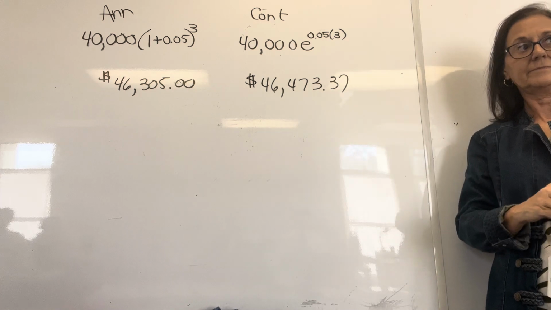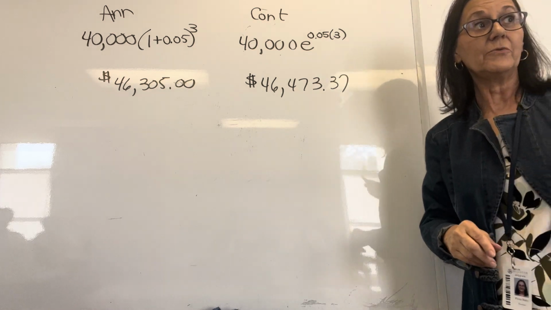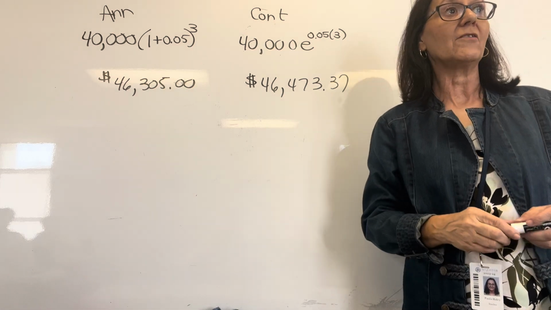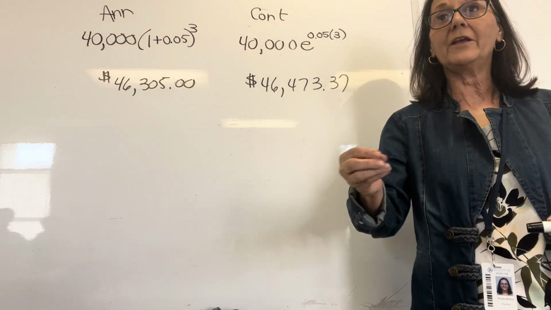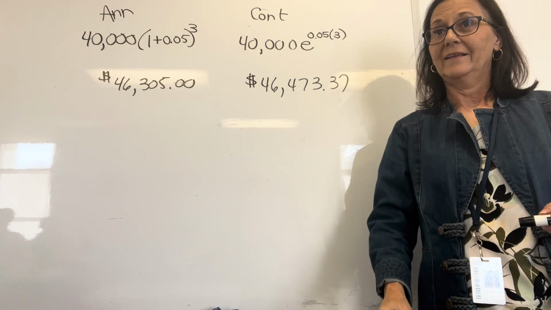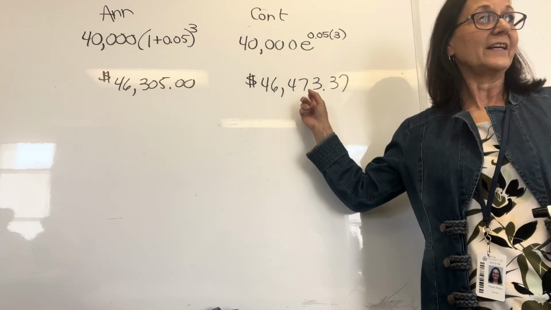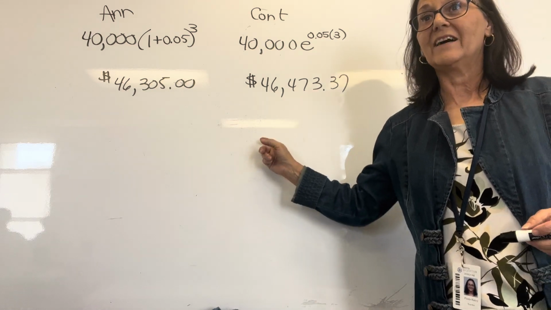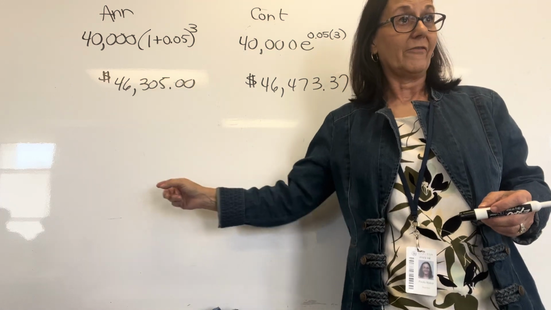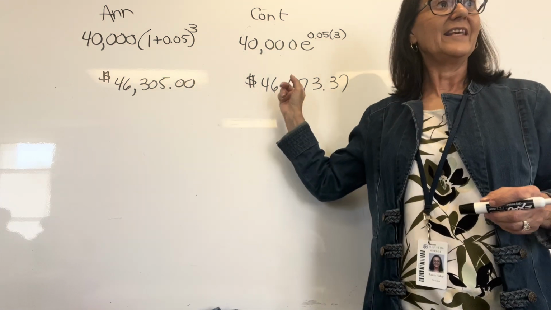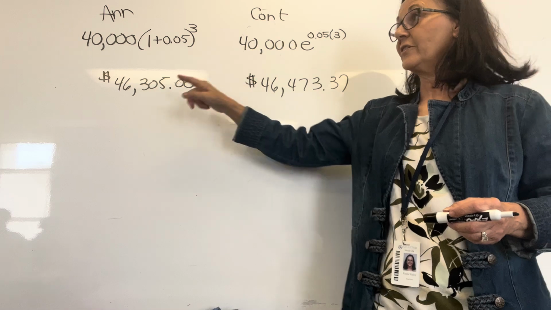Right? So compound continuously. Continuous is better. So just think about retirement. You're putting money away. And if you're earning continuous, at the end of 30 or 40 years, this is going to grow so much faster than this.